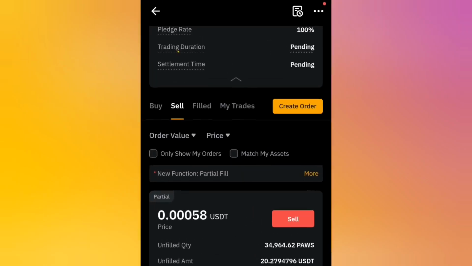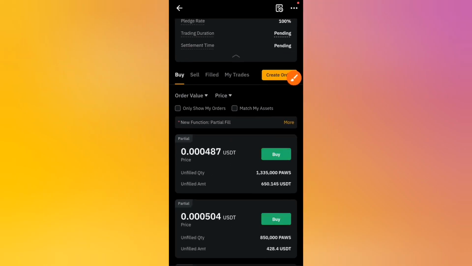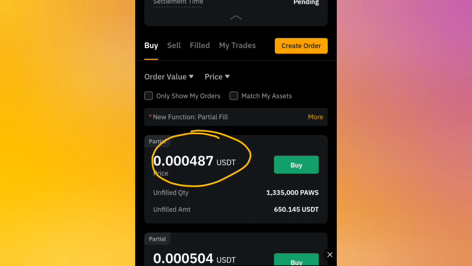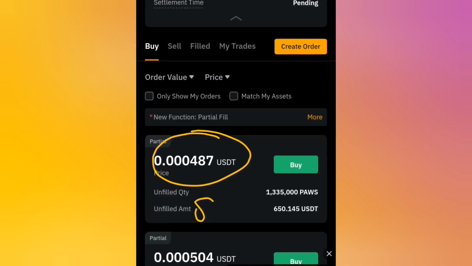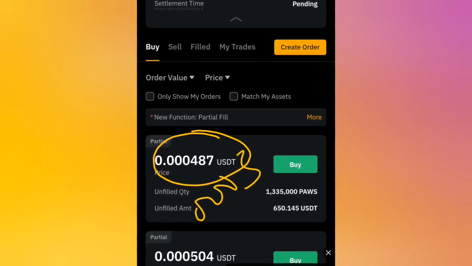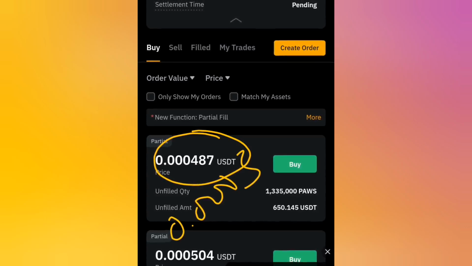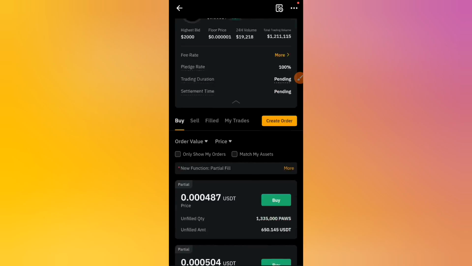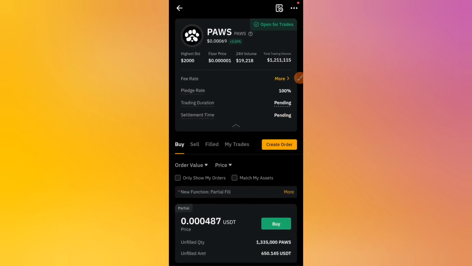If you also come over to the buy section right here and you happen to buy at 3 zeros and 4 8, and paws happens to list at 3 zeros and 3, you know that you have also lost out. Okay, so this is basically how this works. This is risky. Before you do this, make sure you have done your fundamental analysis, make sure you have done your research, pay attention to the market cap of this token, do your research properly, and then you go ahead and make the investment if it's something that you are comfortable with.